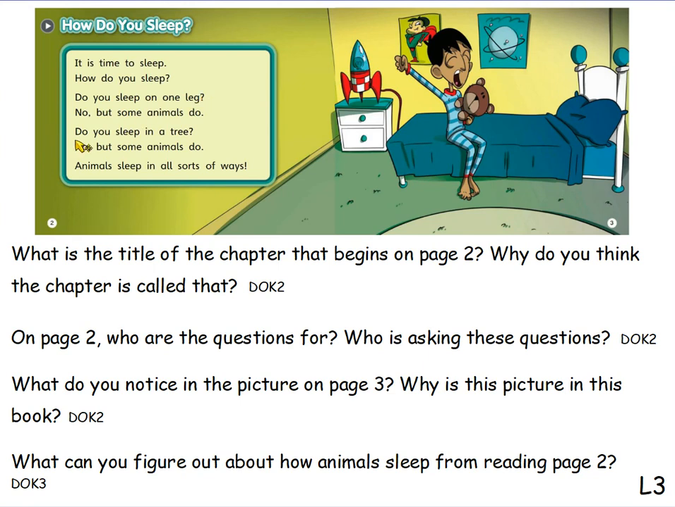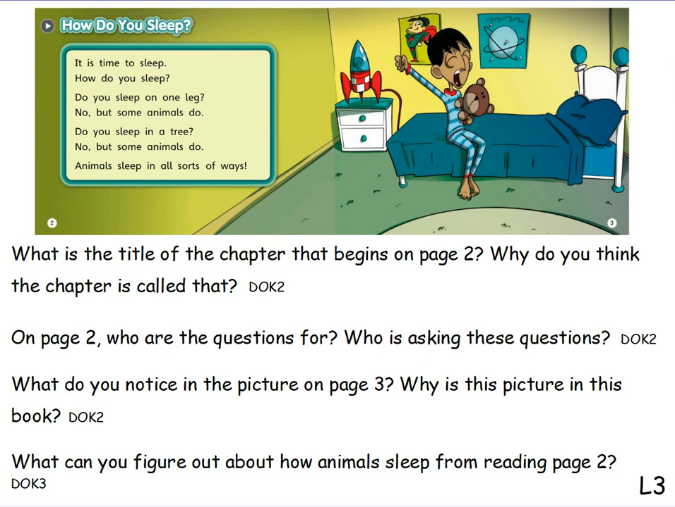Then my third question is, do you sleep in a tree? And I can see the question mark at the end of my sentence. Who do you think the author is asking these questions to? I'll wait while you write your answer down. Remember, you can always pause the video to write your answers.